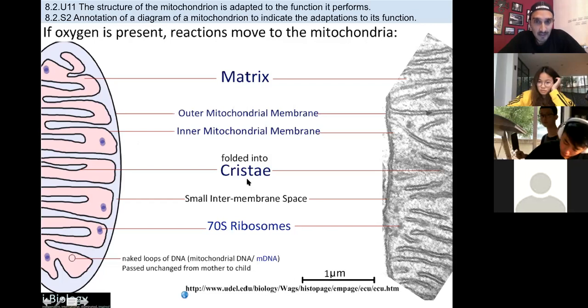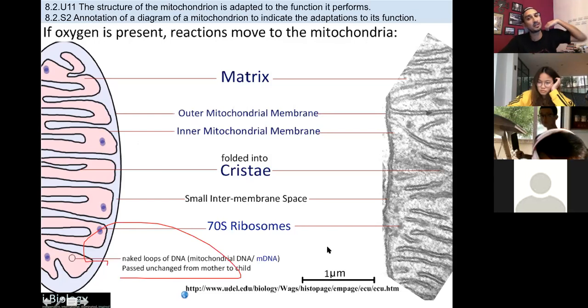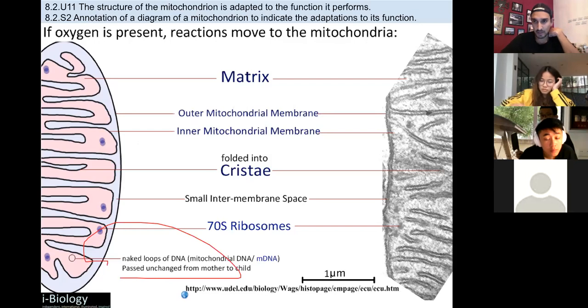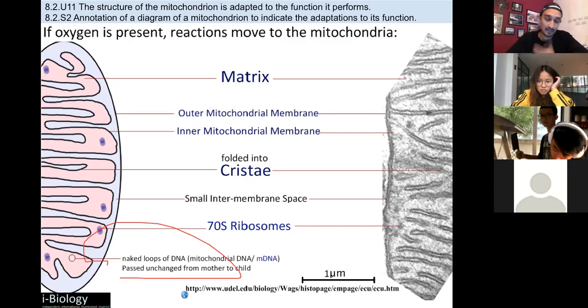The one thing down here that we didn't label is the naked loops of DNA. You can't really see them even in an electron micrograph, so we don't usually draw them, but we should know they're there because mitochondria also have their own DNA, which is also proof of what Gina just said about the endosymbiotic theory. They make their own copies of it before dividing, separate from your cell nucleus.